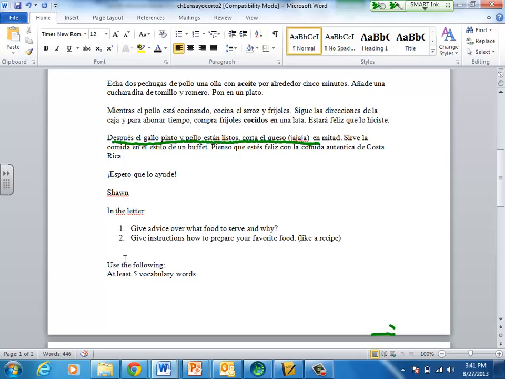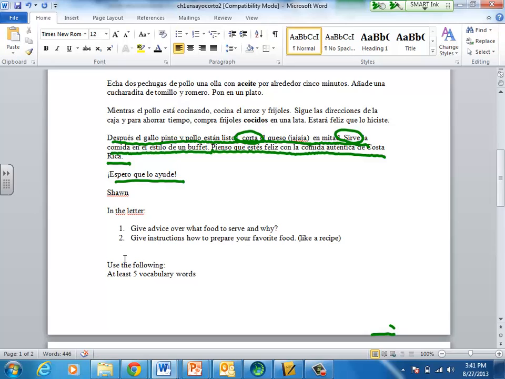After the gallo pinto and chicken are ready, cut the cheese in half. Serve, this is a positive tú command, so here's a positive tú command, and here's a positive tú command. Serve the food in the style of buffet. I think that you will be happy with the food, authentic food of Costa Rica. I hope that it helps, okay?